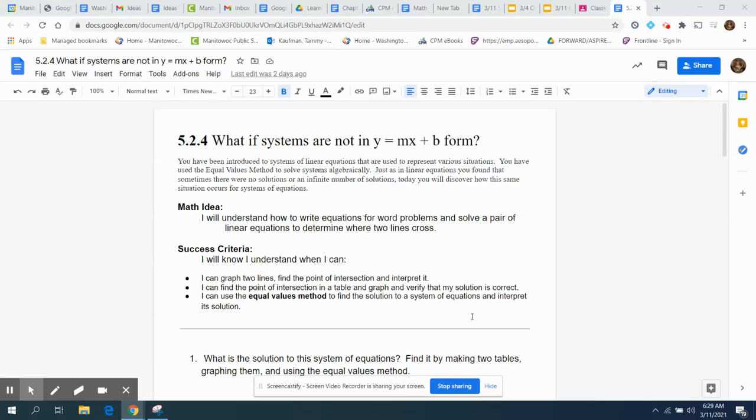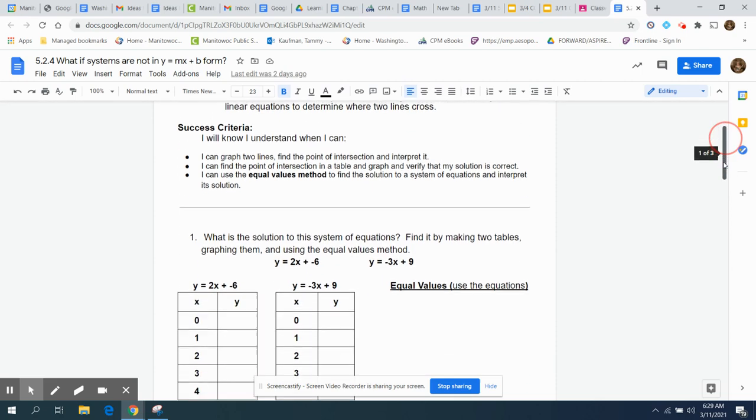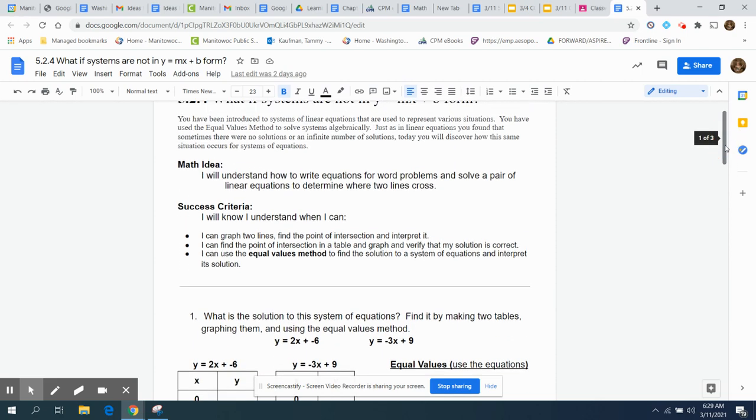In the lesson today, we are continuing to solve systems of linear equations. The math idea is I'll understand how to write equations for word problems and solve a pair of linear equations to determine where two lines cross. We're not going to write word problems today, but we are going to solve systems of linear equations.